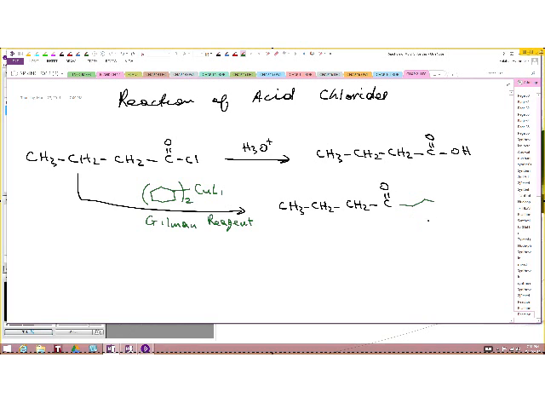This will also apply to any Gilman reagent with acid chloride. And as I told you earlier, you can use this here to go to any of the other derivatives, to react with alcohol to give you an ester.